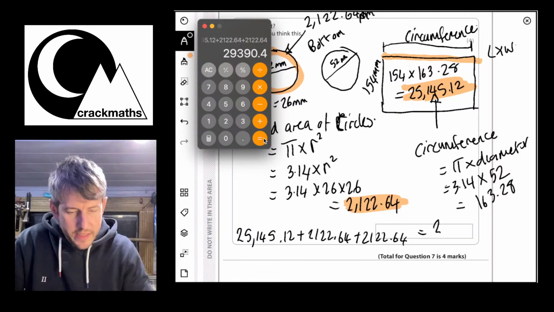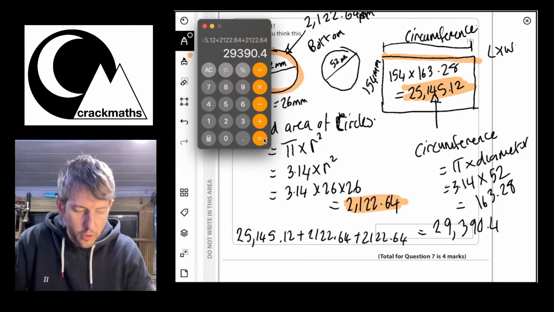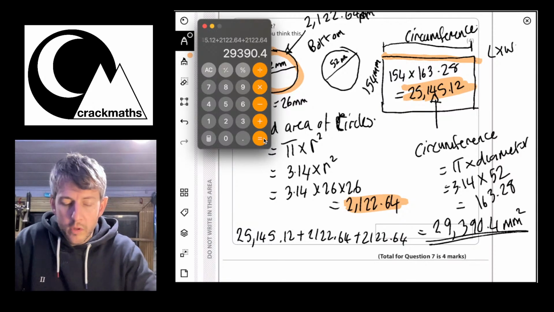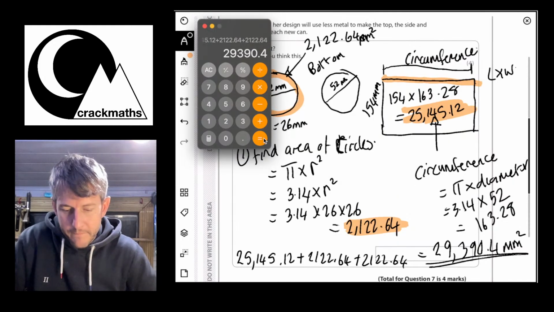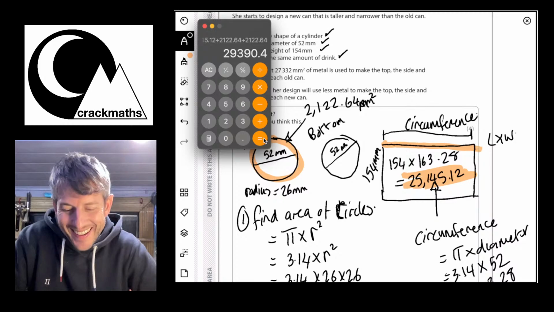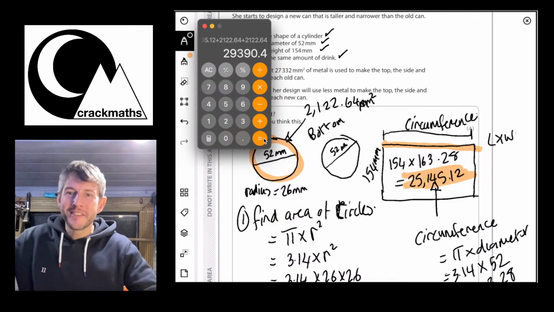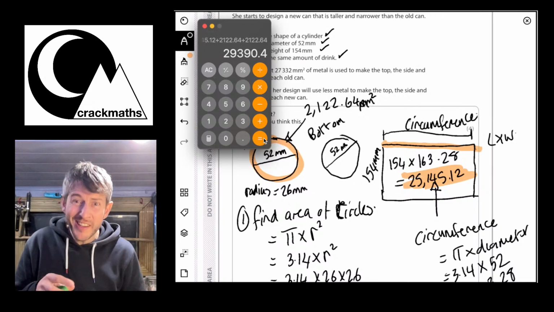That equals 29,390.4 millimeters squared. Was this more or less than the old can? Oh no! So the new can design, to save metal, actually uses up more metal.